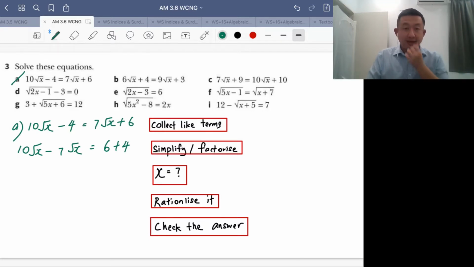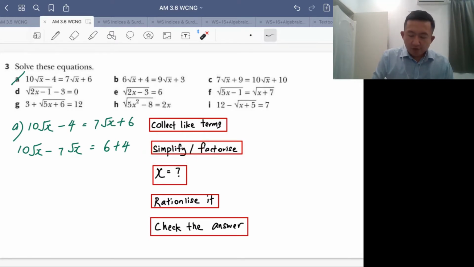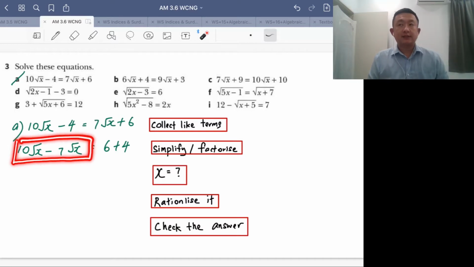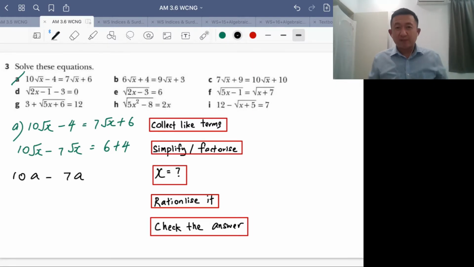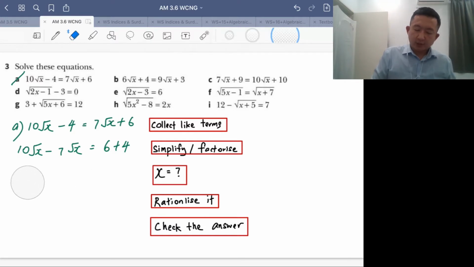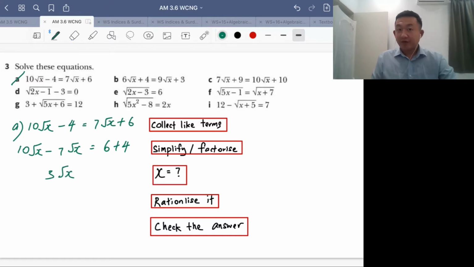Okay, the second step. Can you simplify it? If you can simplify it, you simplify it. Else, you factorize it. 10 root x minus 7 root x. Can we simplify it? These are the like terms. If you're not sure what root x is, you can always take this as an alphabet and unknown. It's like 10a minus 7a. Can you simplify it? You do. You have 3a. So in this case, you have 3 root x. You simplify it, not factorize it, equals to 10.